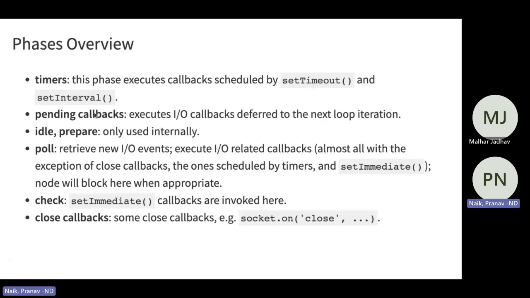Pending callbacks. So pending callbacks executes input output callbacks deferred to the next loop iteration. What does this mean? It means that an asynchronous call is already called, right? It is already there, and now it is ready to send a success callback or error callback. So all those asynchronous calls which are waiting for execution, waiting to give some status, either success or error, are taken care of in pending callbacks.